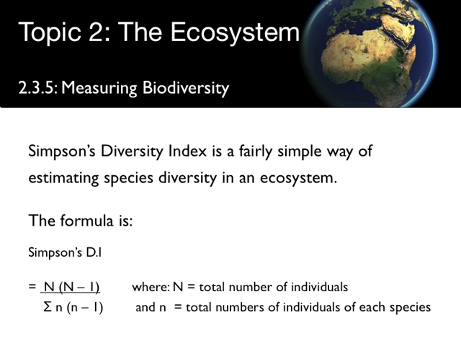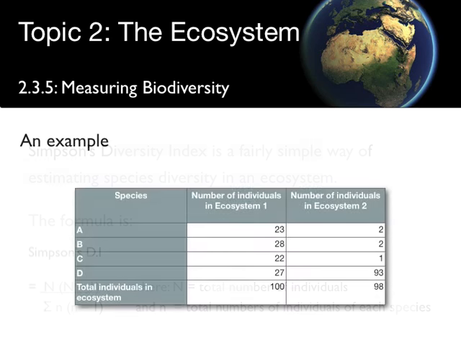One input value is the notation capital N, which is the total number of individuals within that ecosystem. And then lowercase n, which is the total number of individuals of each species within the ecosystem. And Simpson's Index in reality generates a ratio between those two. So let's look at it in more detail.